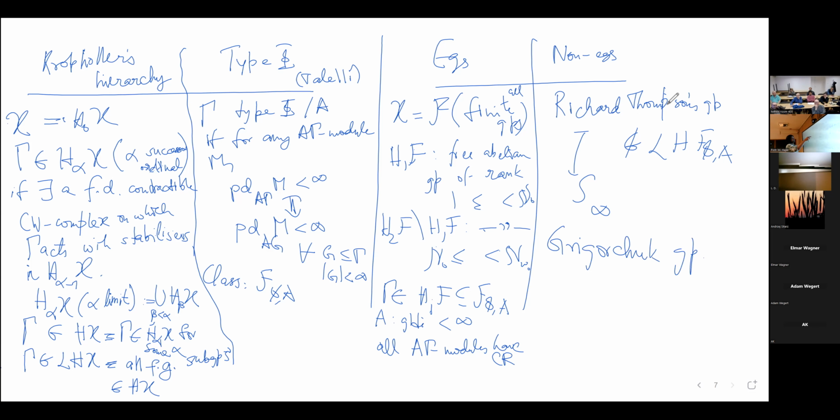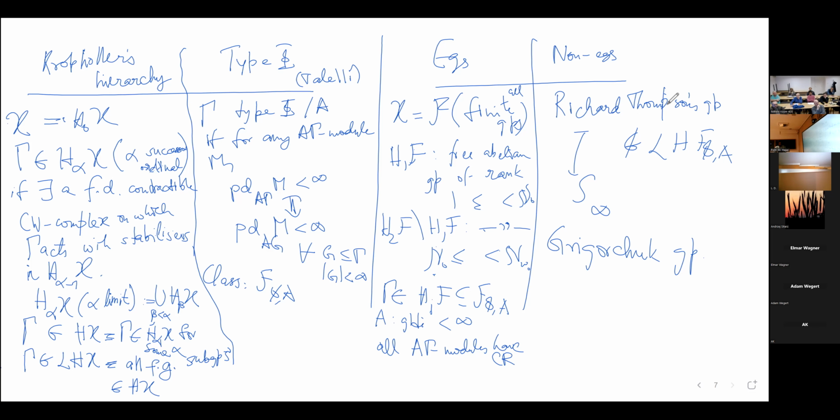I'm talking about the hierarchy. How about groups in the hierarchy, but not in type phi? Well, these guys, free abelian groups of rank smaller than or equal to Aleph 0, but strictly bigger than or equal to Aleph 0, but strictly smaller than Aleph omega 0. These groups are not type phi groups, but they are in the hierarchy, which means not all modules can have complete resolutions, but some modules can.